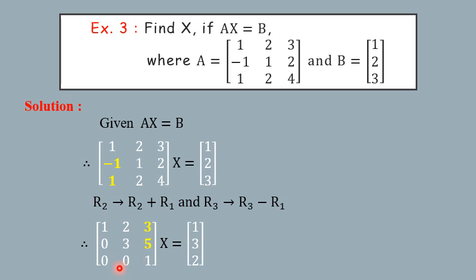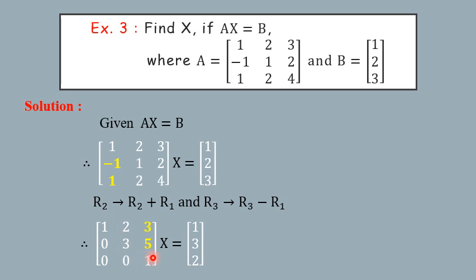Now in the third row, we have to subtract the first row from the third. So here 1 minus 1, 0. Here 2 minus 2, answer will be 0. Here 4 minus 3, answer will be 1. And to maintain this equality, we have to perform the same operations on this matrix B. So 3 minus 1, answer will be 2.